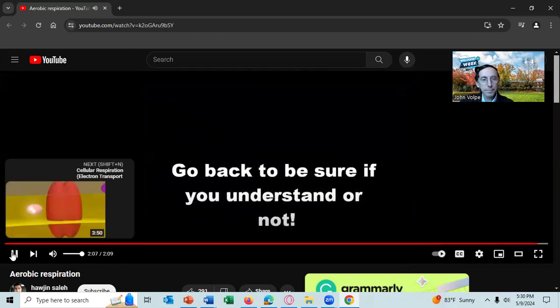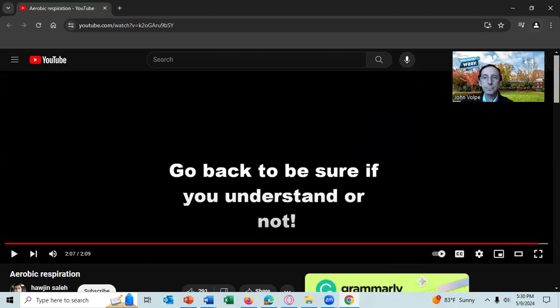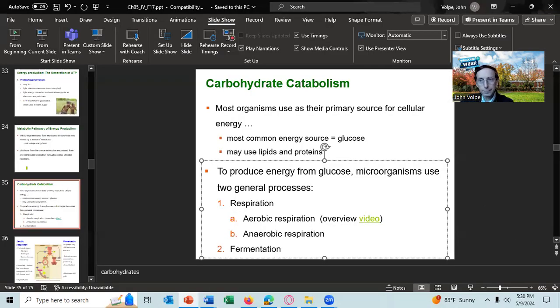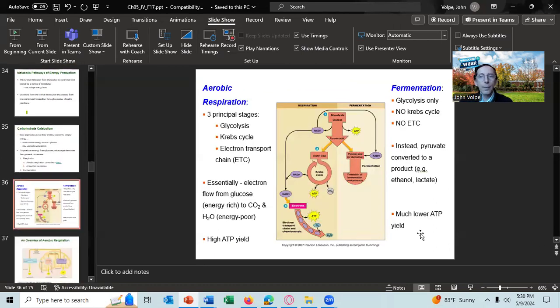Any question about that? All right, this slide is showing you a summary of aerobic respiration on the left and then fermentation on the right. Aerobic respiration has three principal stages: glycolysis, the Krebs cycle, and the electron transport chain. Essentially, electrons flow from glucose, an energy-rich molecule, to CO2 and water, energy-poor molecules. Aerobic respiration has a high yield of ATP.